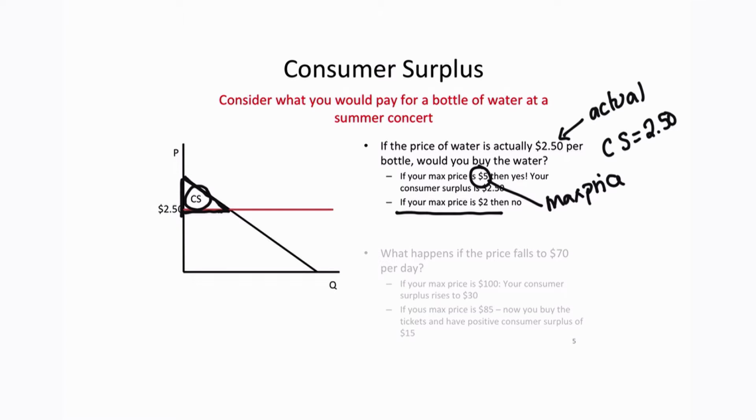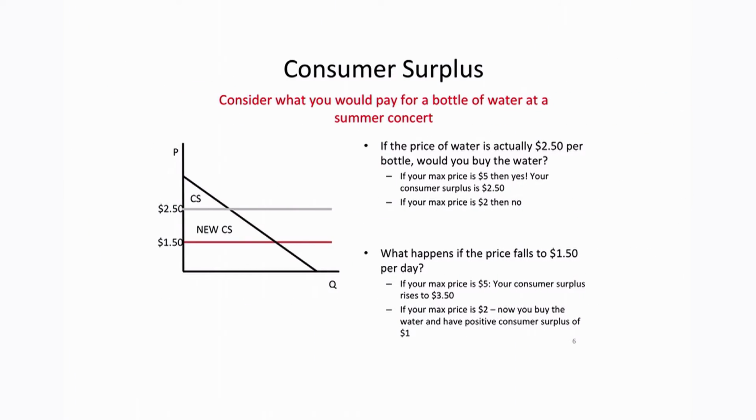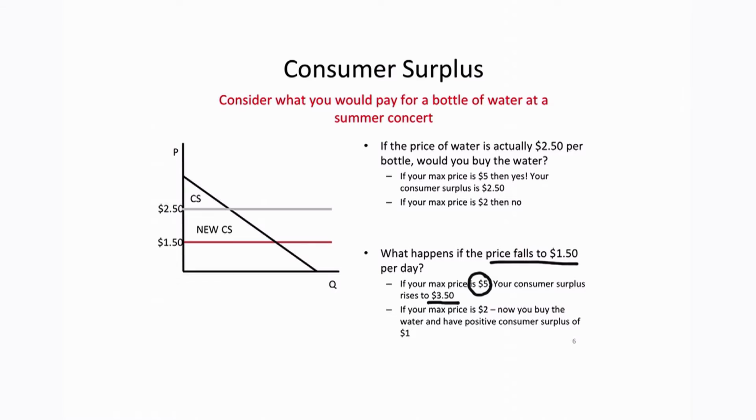Now, what if the price of a good changes? Let's assume that the price falls to $1.50. If your maximum price is $5 that you're willing to pay, well, now your consumer surplus has risen because you pay even less for that bottle of water. So now your consumer surplus will be $3.50.